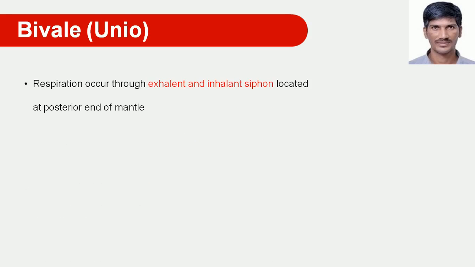Respiration occurs in this animal through the presence of the siphon, and there are two types of siphon. That means the exhalant siphon and the inhalant siphon. And these siphons are located at the posterior end of the mantle. In this animal, the sexes are separated, but this animal does not show sexual dimorphism because the male bivalve and the female bivalve are fully similar. They do not show any differentiation between male and female.